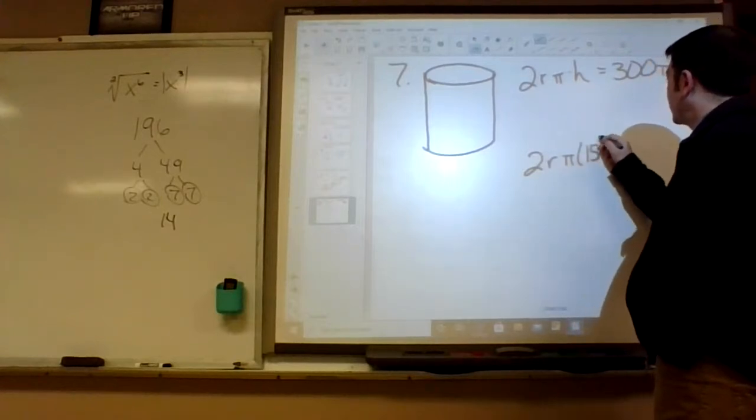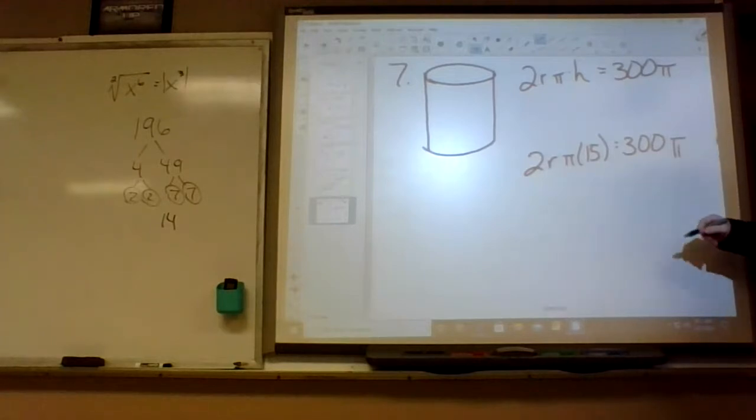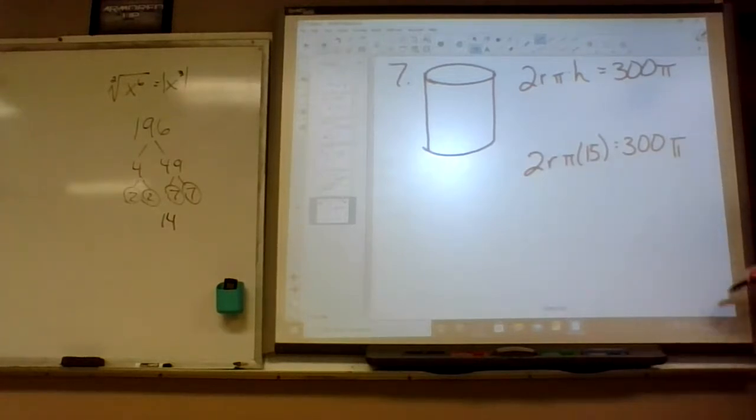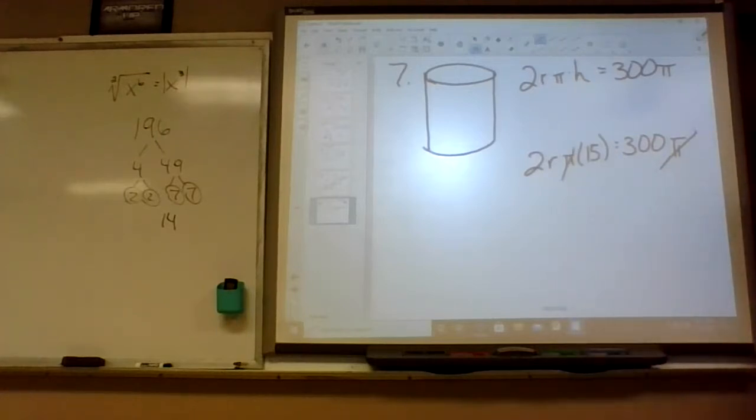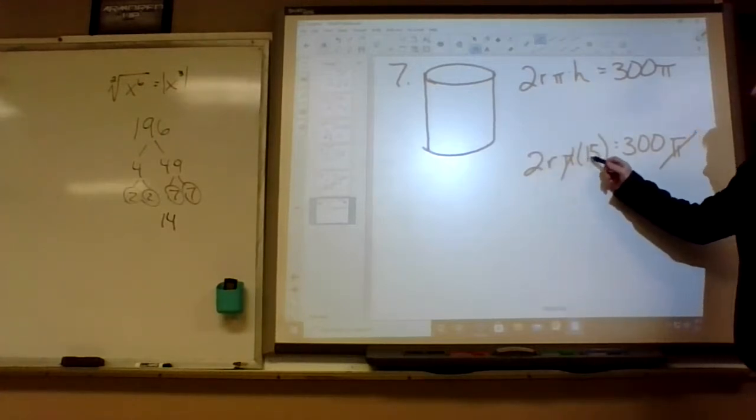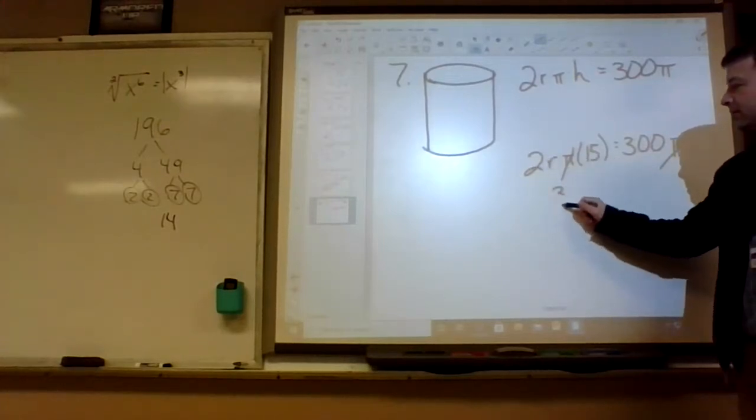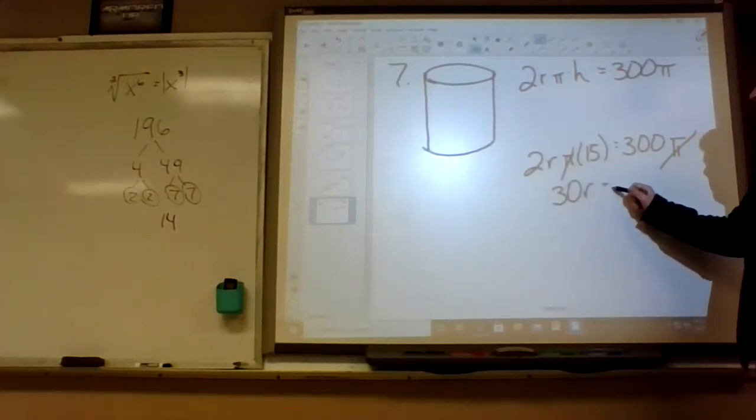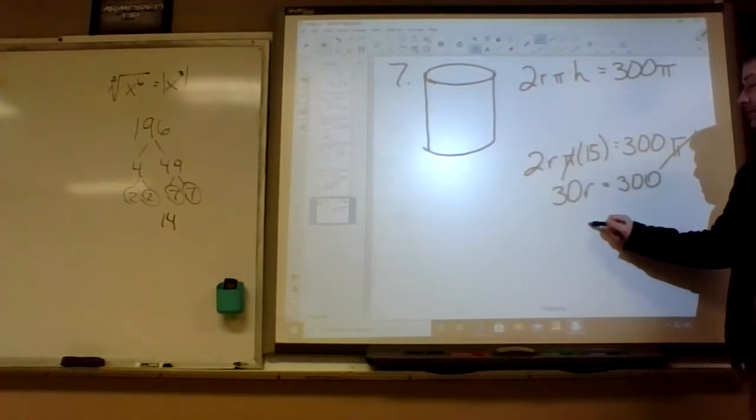Here, 15 was the height. What happens to those pies? They cancel out. Right, if you divide both sides by pi, they just cancel out. So 2 times 15 is what? 30. So 30 times the radius is supposed to equal 300. So the radius is 10.